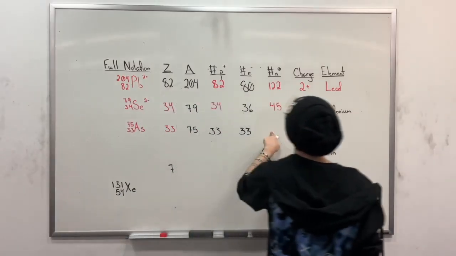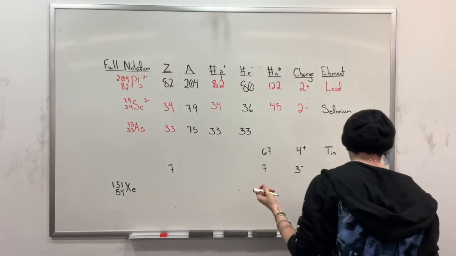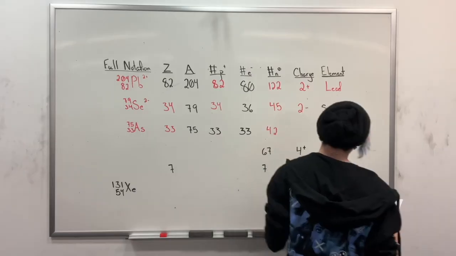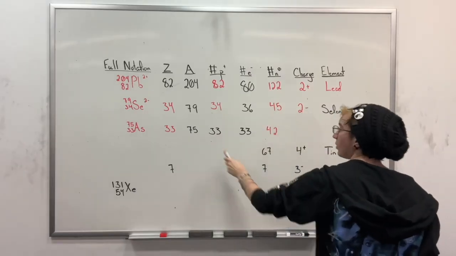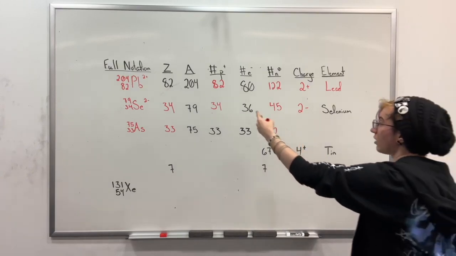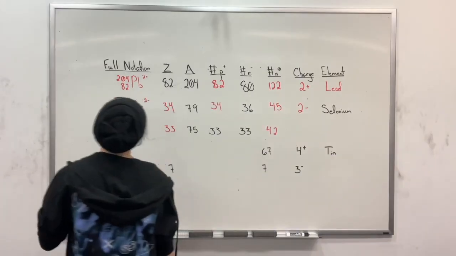And so we can find the number of neutrons. 75 minus 33, we're going to have 42 neutrons. And now notice, our number of protons and electrons are the same. We have an equal number of positive particles and negative particles. This element is not going to have a charge.